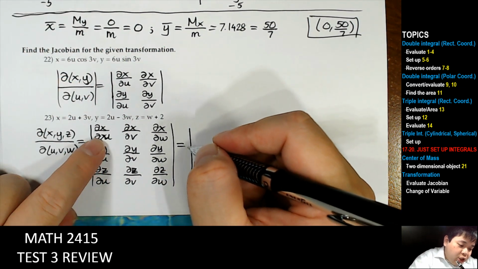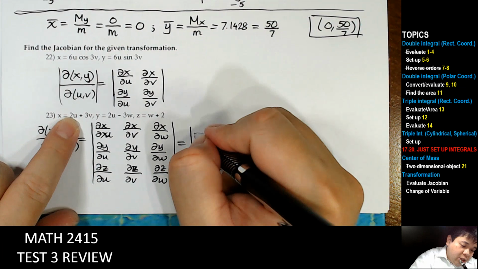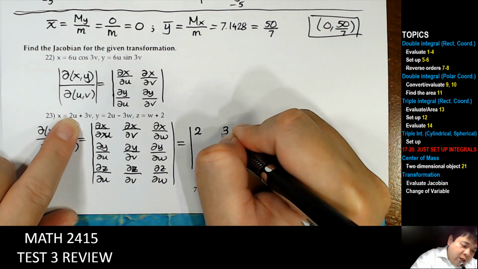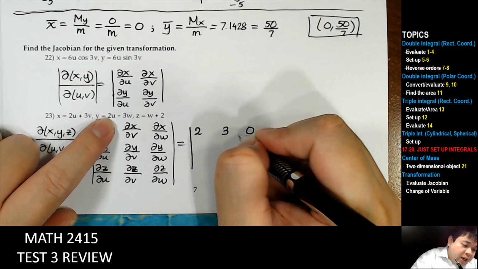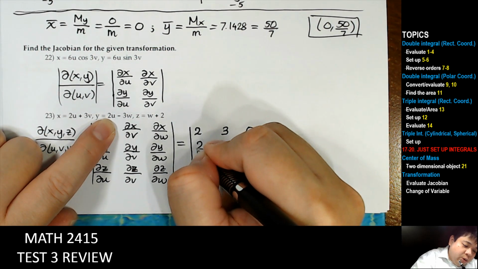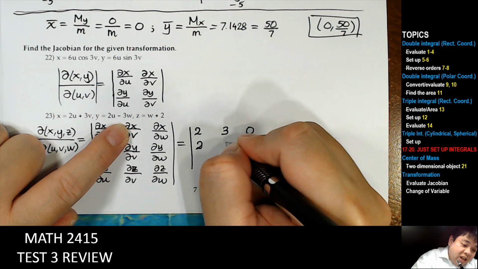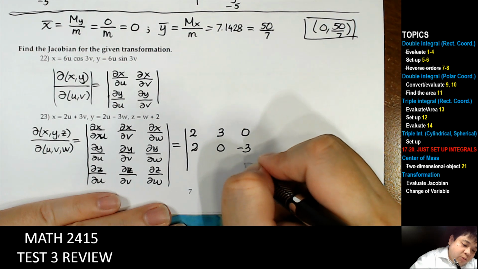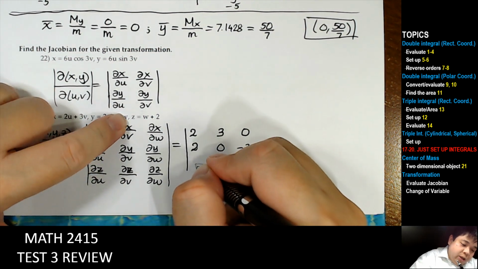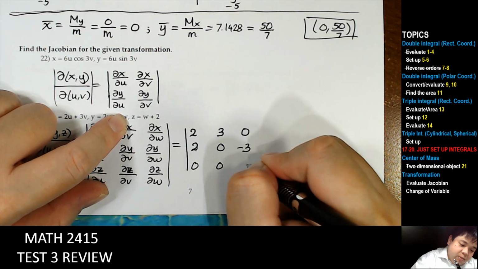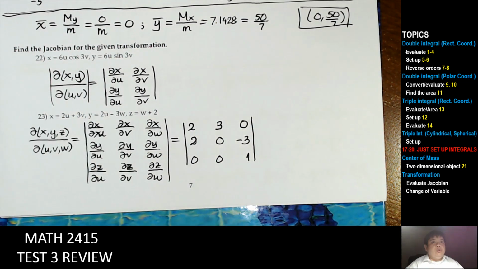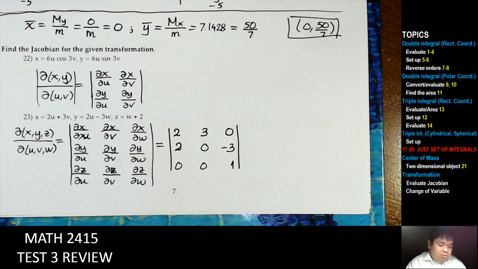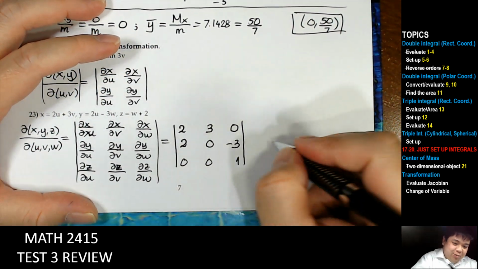For x, with respect to u is 2, with respect to v is 3, with respect to w is 0. Next one, with respect to u is 2. With respect to v, there's no v there, but it's -3. And for z, with respect to u is 0, with v is 0, and with w is 1. So it's a 3 by 3 determinant. Of course, this is just like the cross product, or the cross product is kind of like a 3 by 3 determinant.